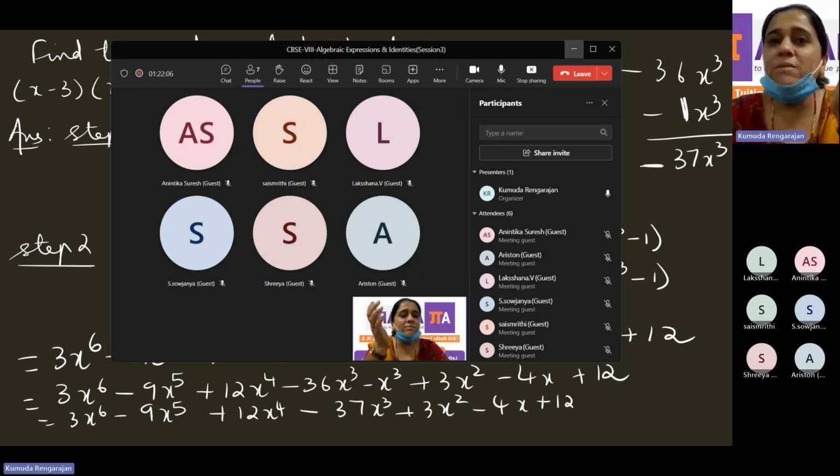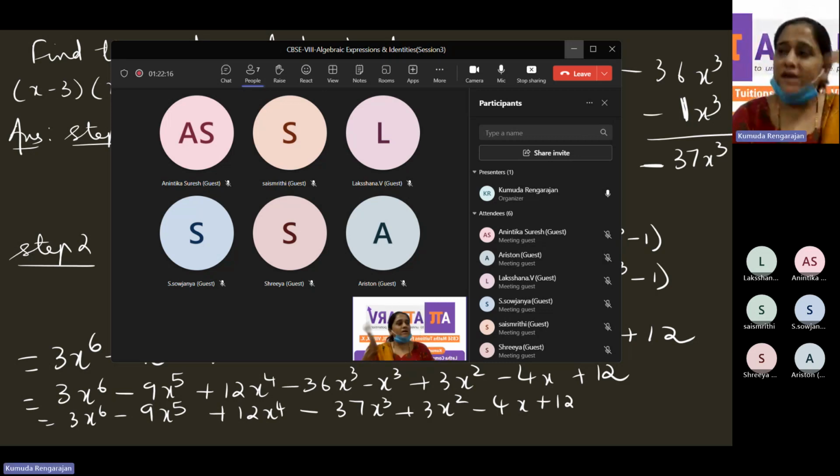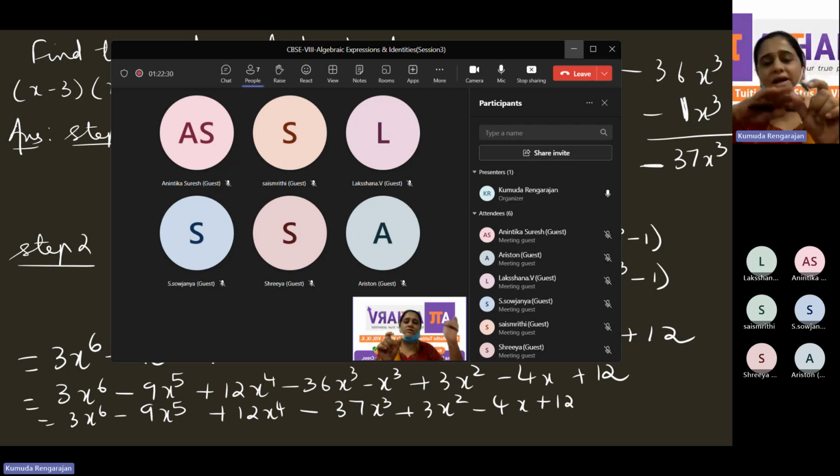Then we learned how to multiply a binomial and a binomial, a binomial and a trinomial, a trinomial and a trinomial. So there also we have a pattern. We write the first term of the first bracket and multiply it with the second bracket. Then the second term in the first bracket into the second bracket. The third term in the first bracket into the second bracket.